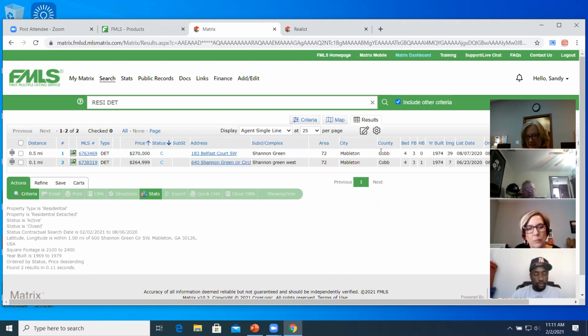So what am I going to price this house at? What do you think? Anybody got any ideas? I mean, you haven't seen it, but what would you price the house at? 269.9. Okay. Any other guesses? I would say 270, 275 maybe.